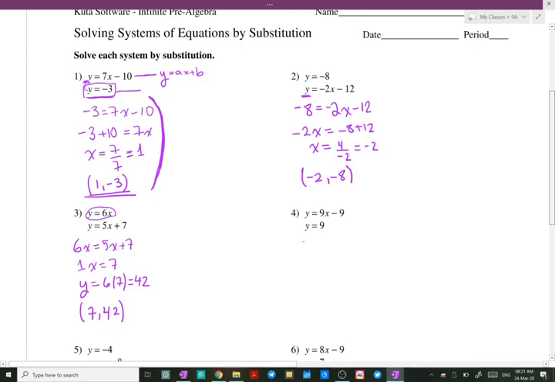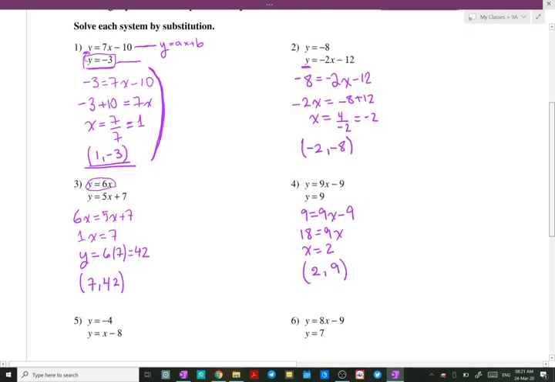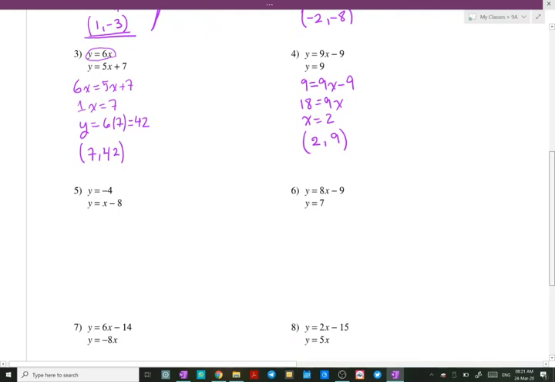In this one here, you have 9 equals 9x minus 9. So 18 is equal to 9x. X is equal to 2. So the solution is 2 and 9. Number 5, minus 4 is equal to x minus 8. So x is equal to minus 4 plus 8. So x is equal to 4. So the solution is going to be 4 and minus 4.